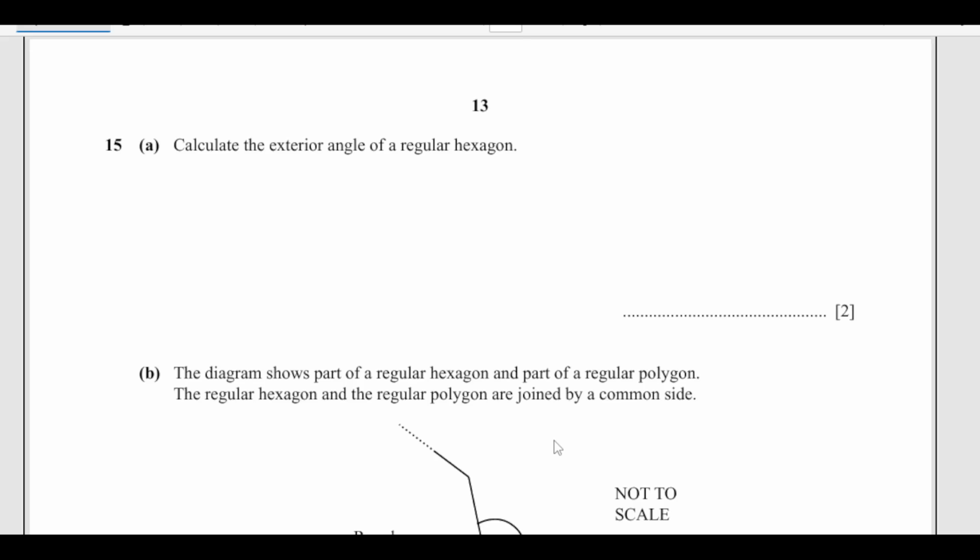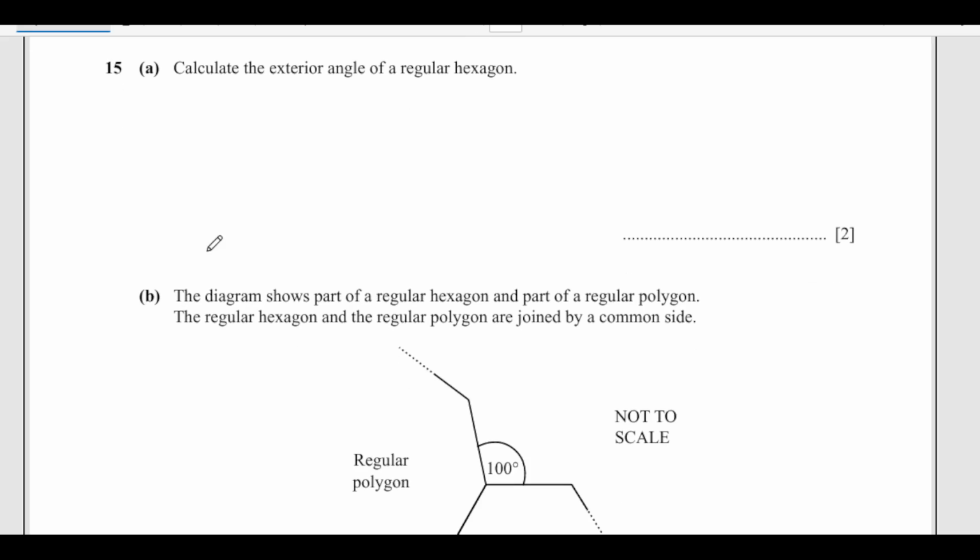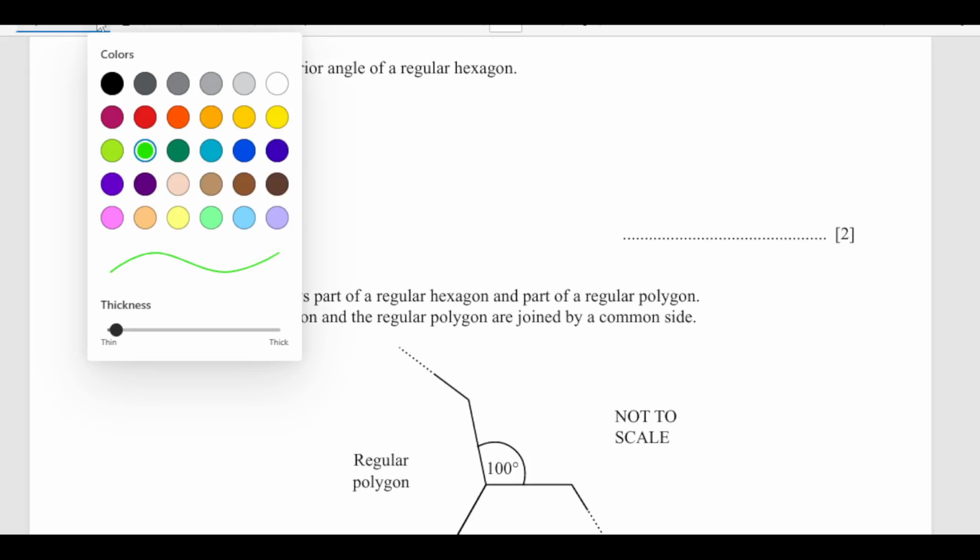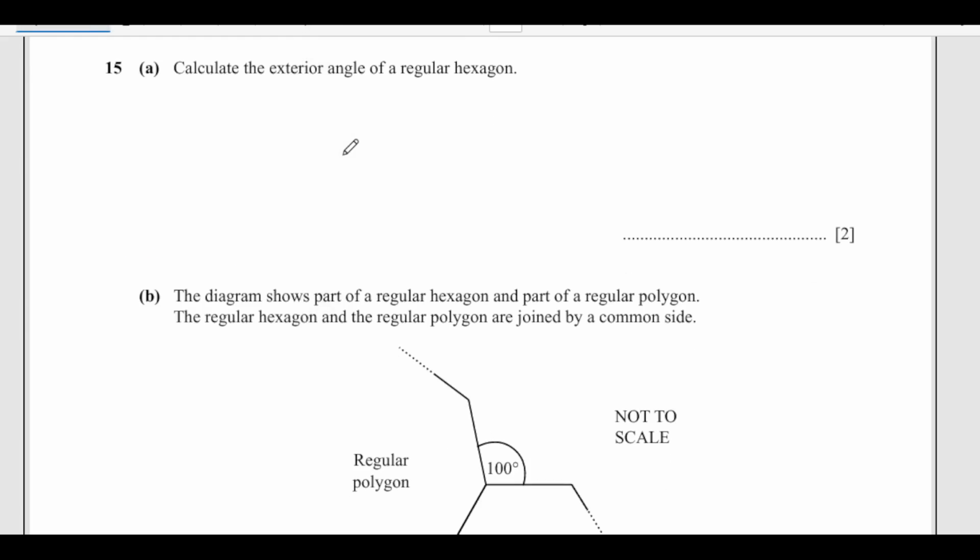Now number 15, calculate the exterior angle of a regular hexagon. Exterior angle of a regular hexagon. So as we know, the formula for the exterior angle is 360 over the number of sides.